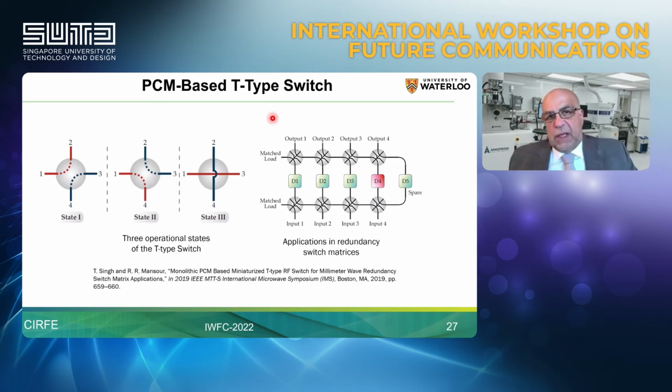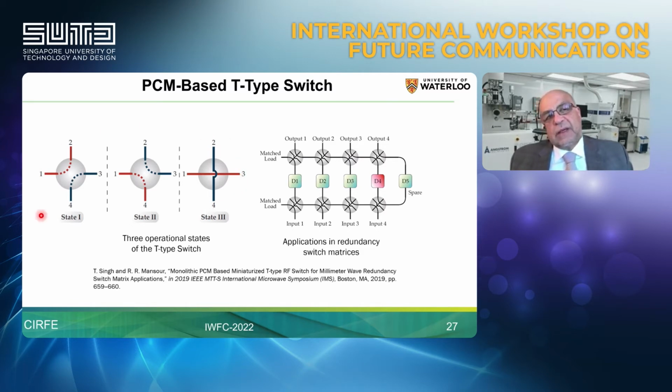Also we made switches. When I'm talking here about switches, I'm talking about SPST switches and multi-port switches. You're familiar with the transfer-type switch, which has four ports. A transfer-type switch can connect between one and two and three and four simultaneously, or between one and two and two and three simultaneously. There is another switch we call a T-type switch. This switch is quite unique because it has three states. Two states are similar to the well-known transfer switch, but it has an additional state, which gives you a connection between one and three and two and four.